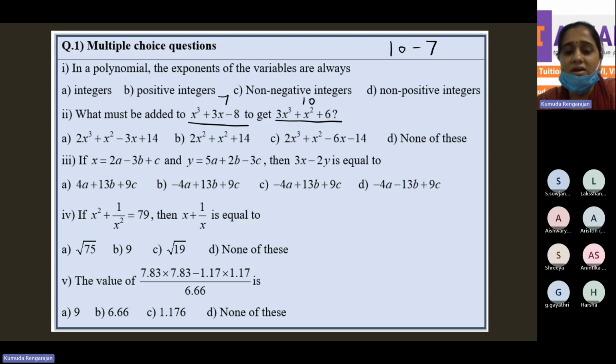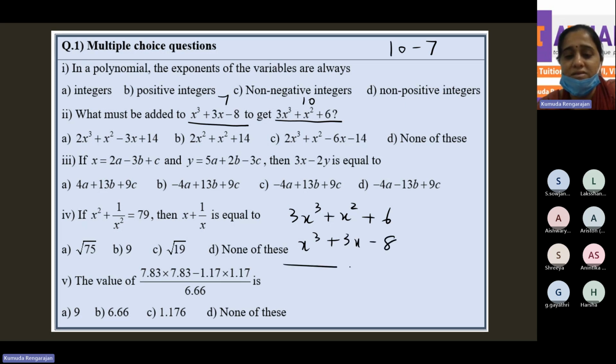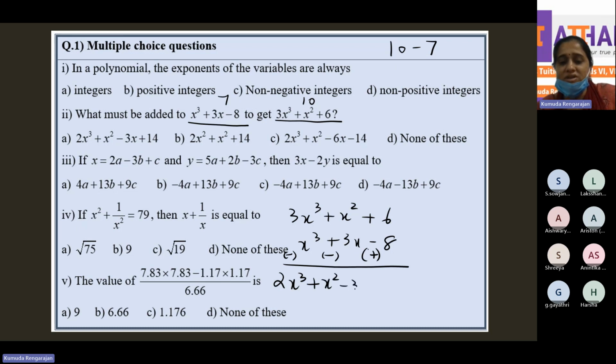So what is 10 here? 10 here is 3x cubed plus x squared plus 6 minus 7, minus x cubed plus 3x minus 8. And we need to subtract, that means change the signs in the bottom row. Now 3x cubed minus x cubed is 2x cubed. This is x squared, this is x, so you cannot simplify. So plus x squared as it is, minus 3x as it is, plus 6 plus 8 is plus 14. This is the correct option. Do we have this option? Yes, it's the first one.